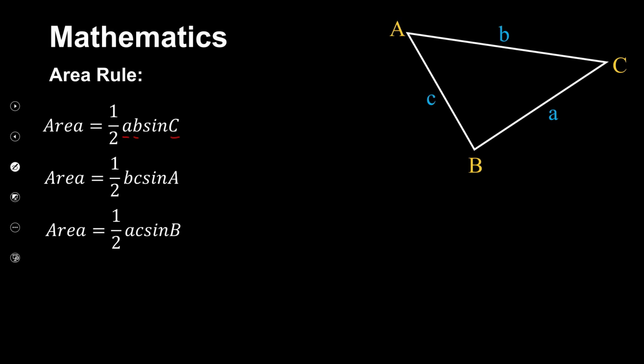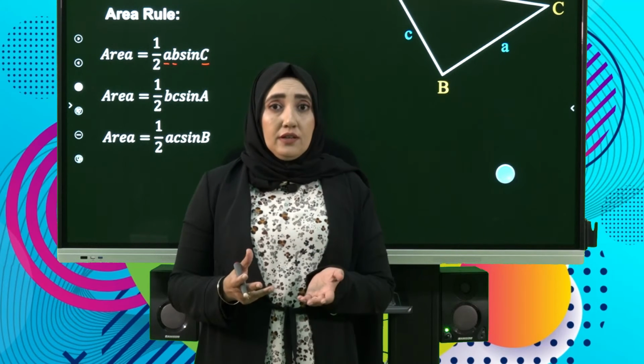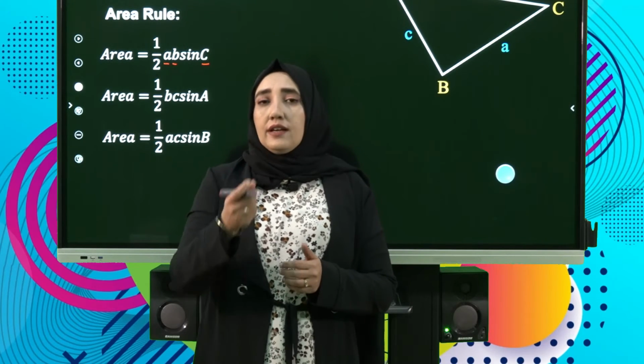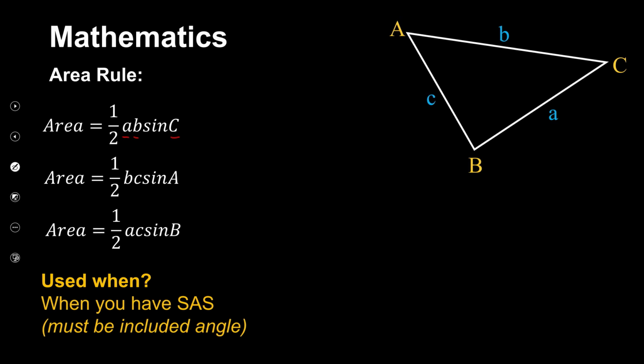Now, can you remember what you need to be given to use the area rule? That's right, you need a side, an included angle, and a side. So for the area rule, you need to be given side, angle, side, and it needs to be an included angle.